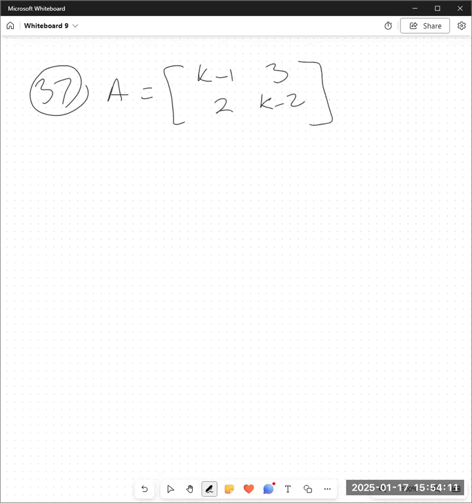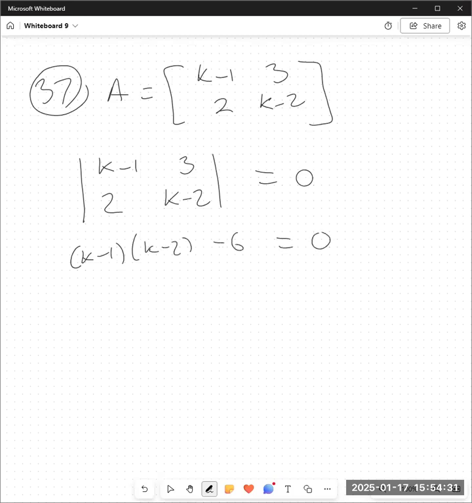And it asks us about singular matrices here. So 37 has the matrix A, which is equal to k minus 1, 3, 2, k minus 2. And it says to find a k so that A is singular, so that the determinant is 0. That is what we want. So k minus 1, 3, 2, k minus 2 equals 0. So that's k minus 1 times k minus 2 minus 6 needs to be equal to 0.